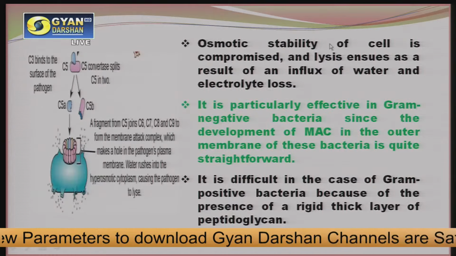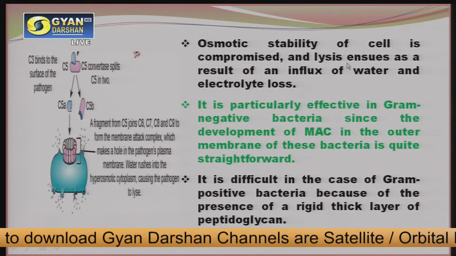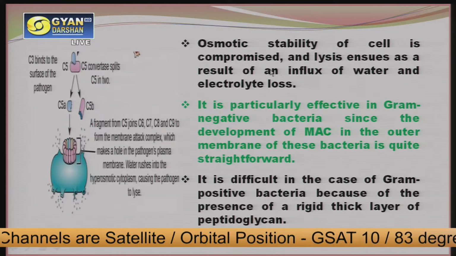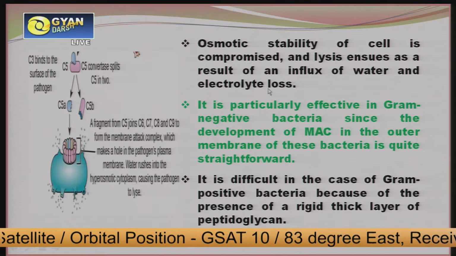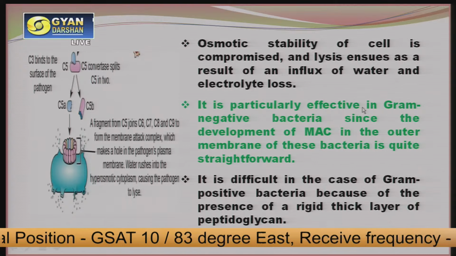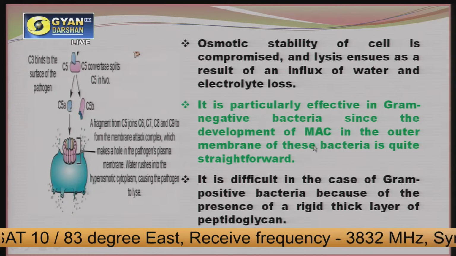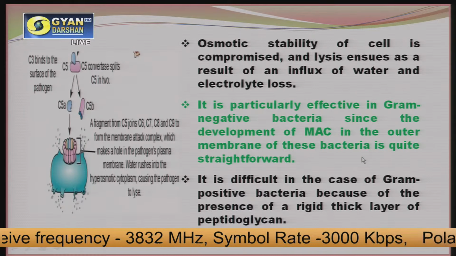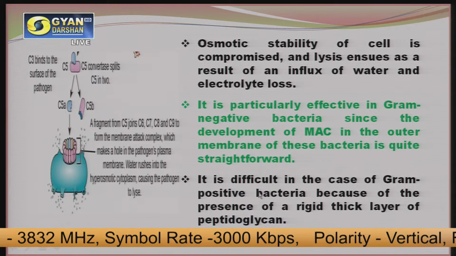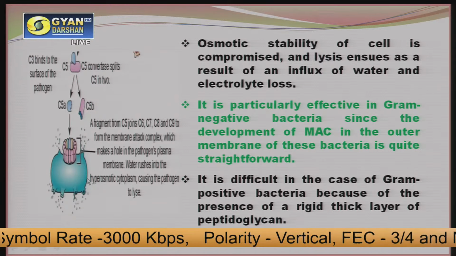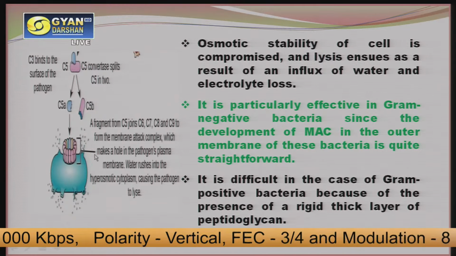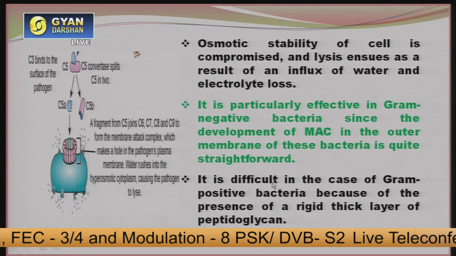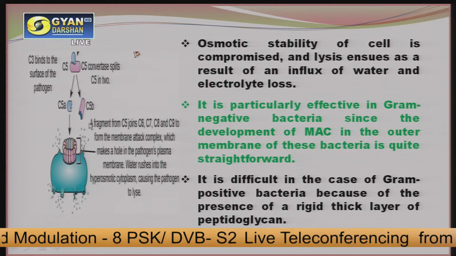And the osmotic stability of the cell is compromised. The lysis ensues as a result of the influx of water and electrolyte loss. This is particularly effective against gram-negative bacteria, since the development of the MAC on the outer membrane of these bacteria is quite straightforward. In the case of gram-positive bacteria, because of the presence of the rigid thick wall, it may be difficult to kill the pathogens.